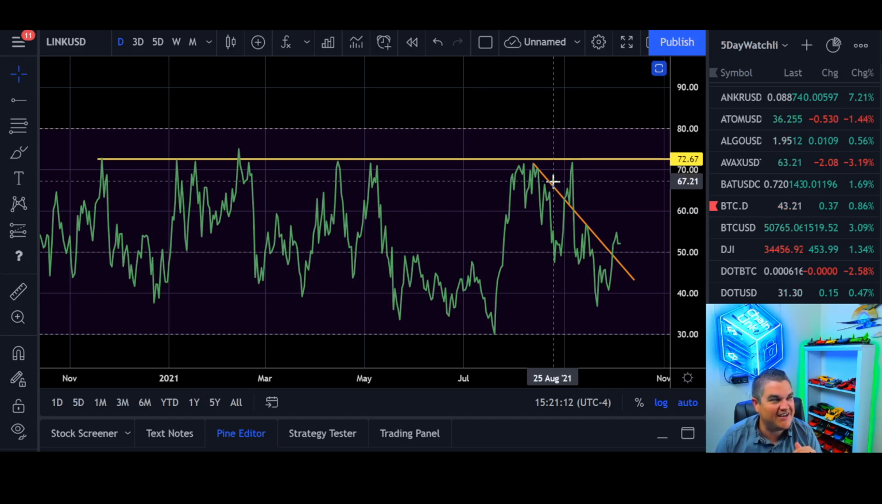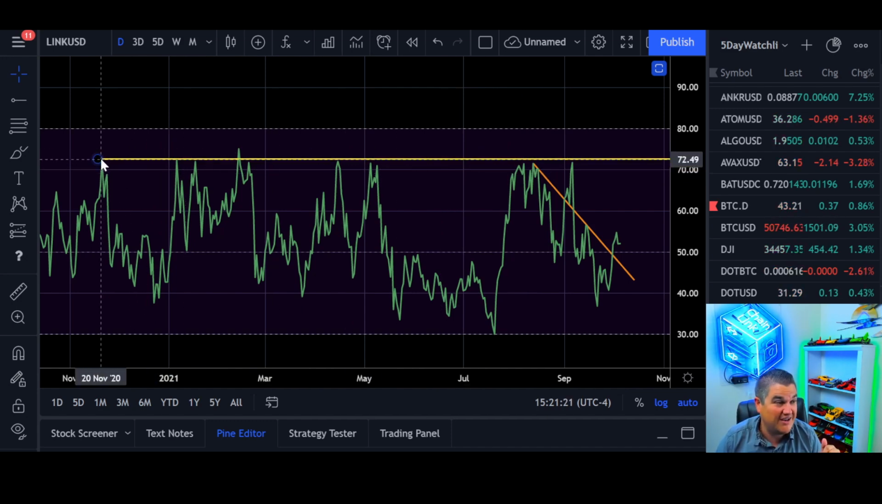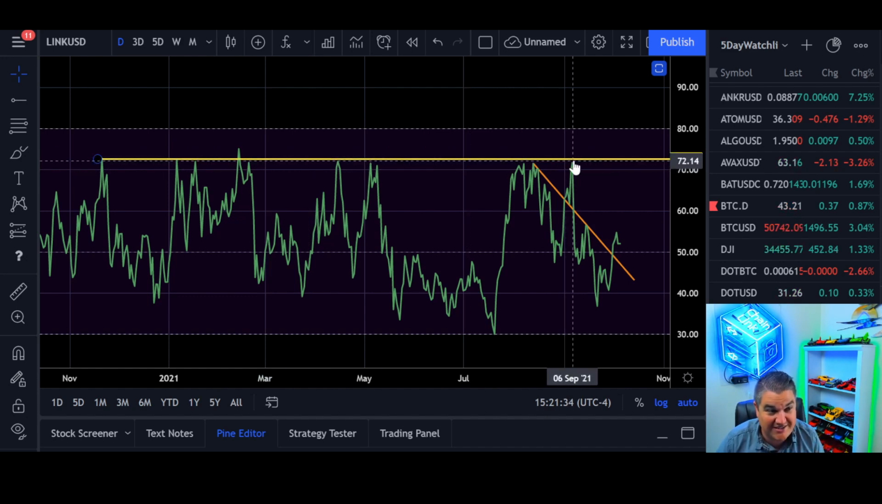All right, Link on the RSI, the daily RSI. Well, look at this yellow line. Link, for the past year, going back to November of 2020, has had some issues getting above this kind of 73 level. We tried to a little bit back in here in February for Valentine's Day. We tried to shoot the arrow up, right? Didn't work out.